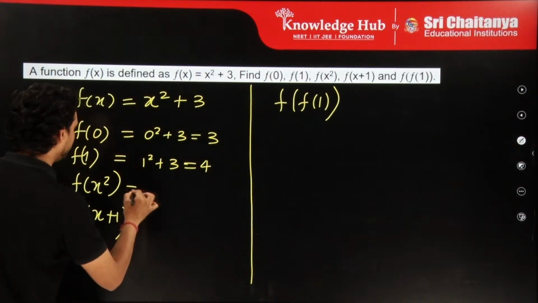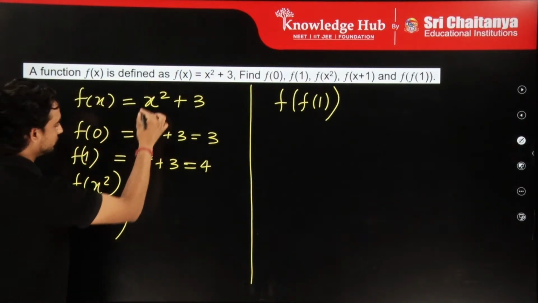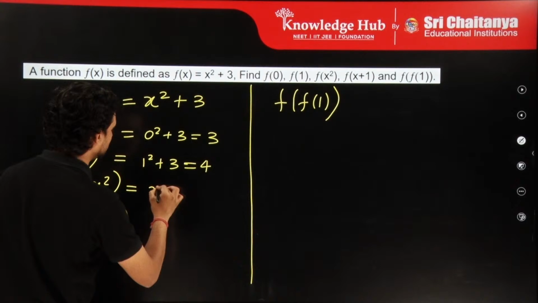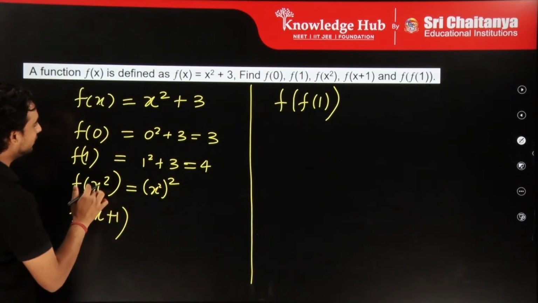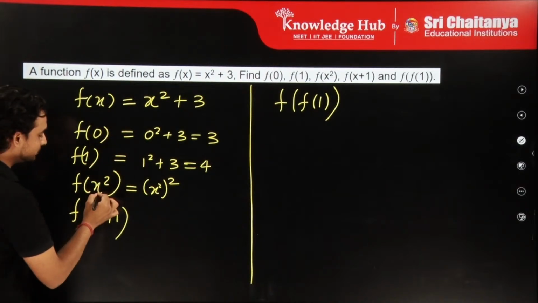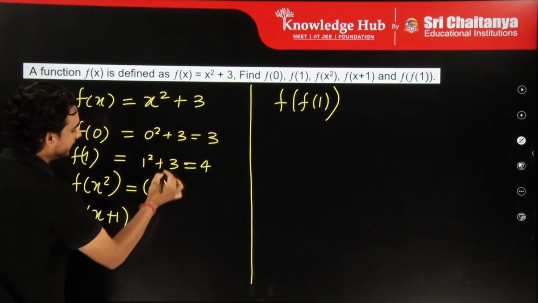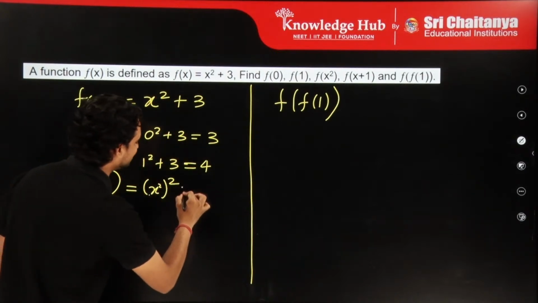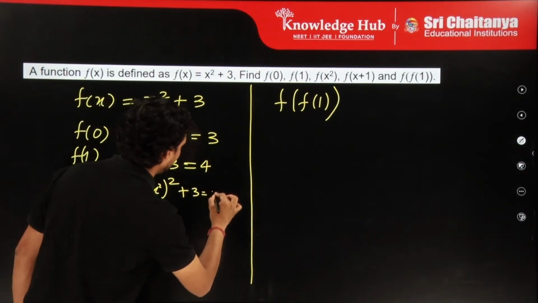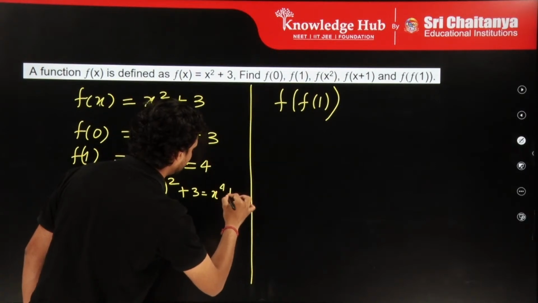Right? If I put x square, I'll get x square whole raised to square. Because see now, look very closely. Instead of x, I'll substitute x square. So x square raised to square plus 3. So this will give me x raised to 4 plus 3.